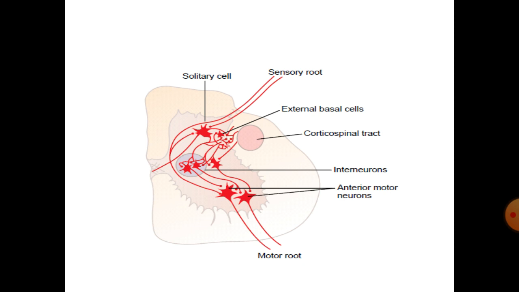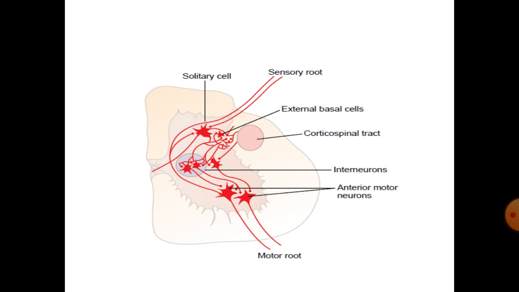On the side you can see the corticospinal tract which is coming upwards from the brain. This also sends the volitional and reflex signals to the interneurons, and then interneurons again give signals to the anterior horn cells in the anterior motor part, and these can give the contraction of the muscles or secretion through the gland.